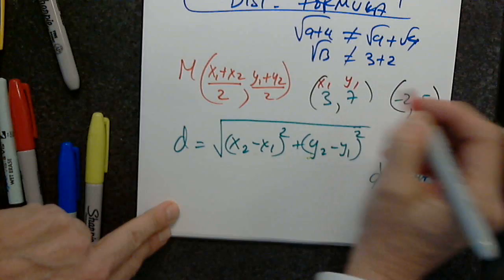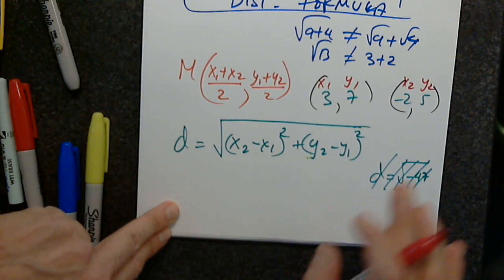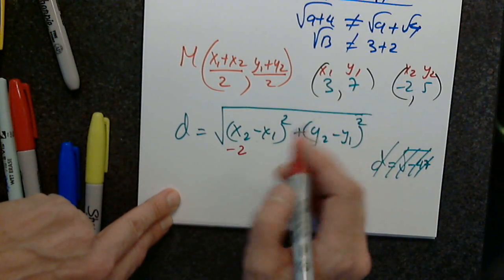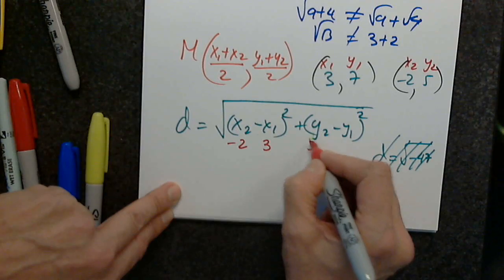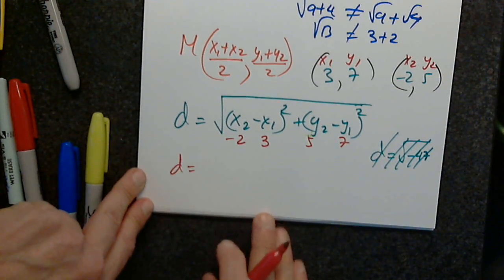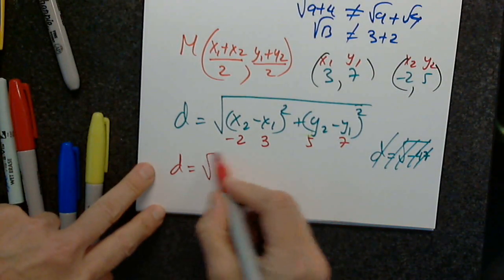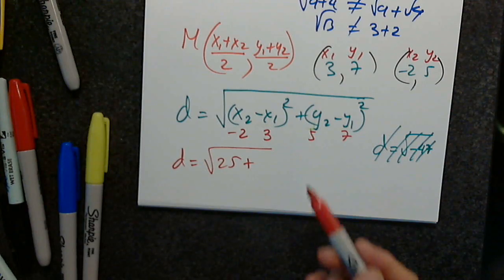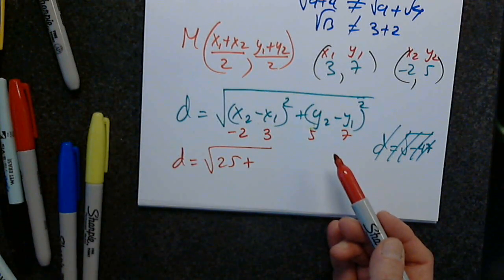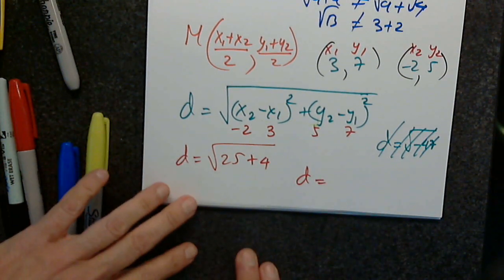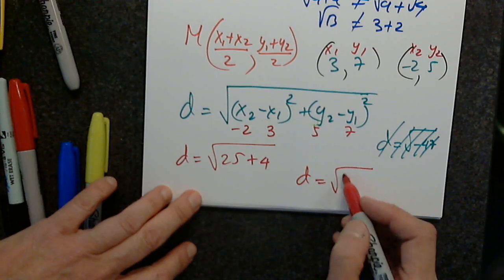So this is x1, y1, and this is x2, y2. I like to write these numbers underneath. So I have a negative 2 and a positive 3, and I have a 5 and a positive 7. And now let's do this together. How much is negative 2 minus 3? And negative 5 squared? Very good. The square root of 25 plus. How much is 5 minus 7? And negative 2 squared? So therefore, the distance is the square root of, that's it.